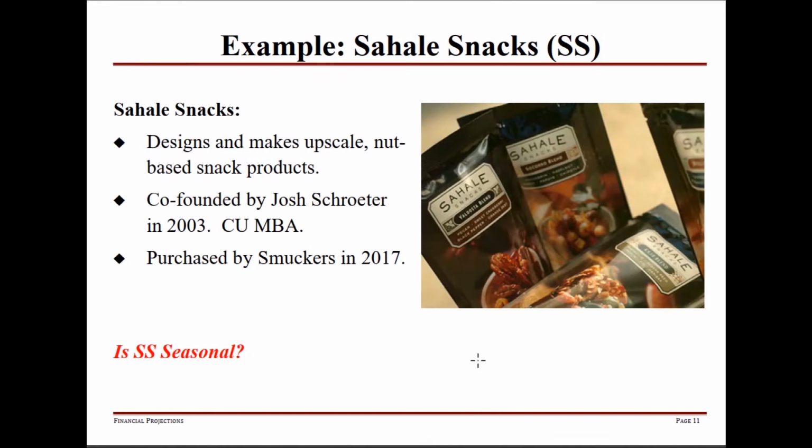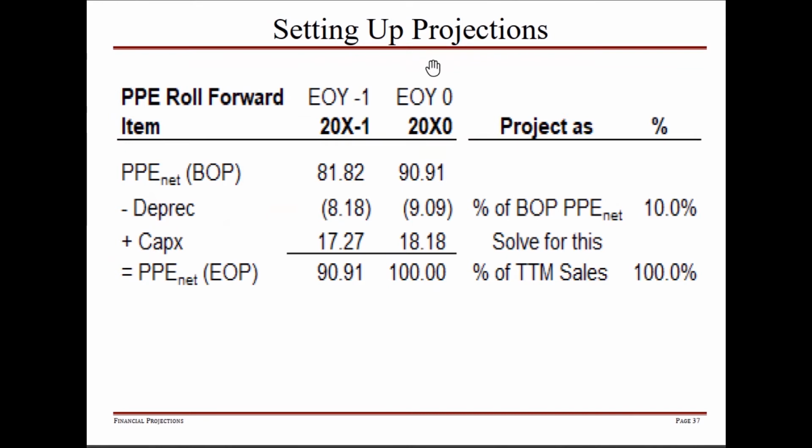And then next up here, I went into Sahali snacks. So for the Sahali snacks example, I'm going to jump right to page 37 and talk about setting up projections. So when you're doing pro forma projections, you're always going to have four things to think about: two roll forward equations and two financial statements.